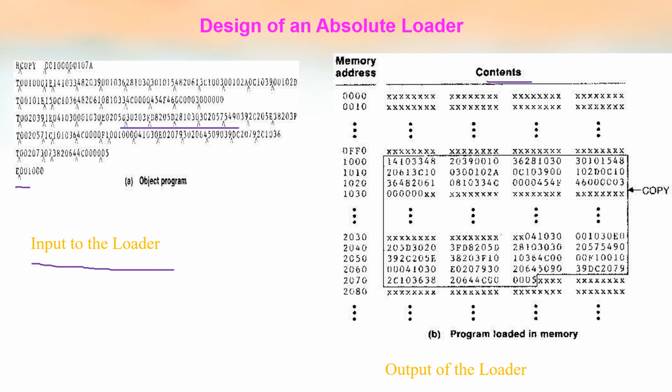In this program we can see here, the starting address of the program is 1000, and from here onwards the object code starts, 141033. So from the 1000 location onwards the program is getting loaded. So 141033 till the program ends here, the last is 005. So this is the output of the loader, which is the program after loading into memory.